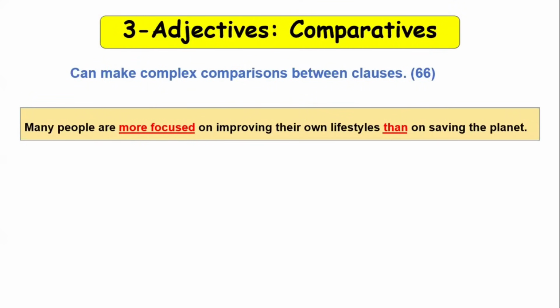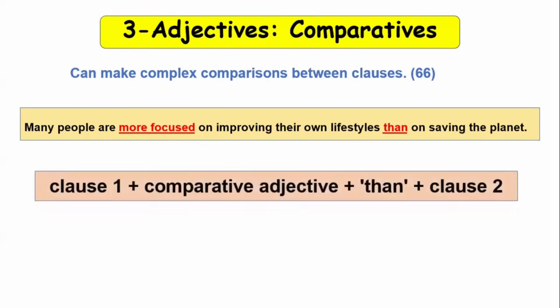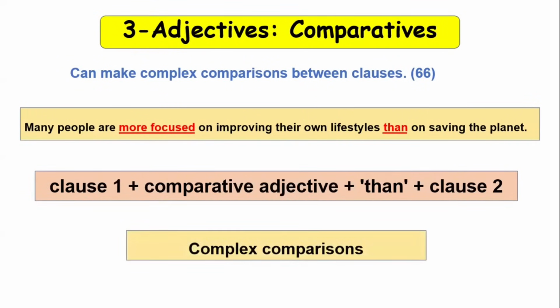العديد من الناس يكونوا أكثر تركيزا على تحسين أسلوب حياتهم أكثر من إنقاذ الكوكب. Here what do we have? Clause 1 الجملة الأولى اللي هي many people are focused on or more focused on, and then I have the comparative adjective. Okay. صفة المقارنة اللي هي more focused plus than of course plus another clause الجملة الثانية. Okay. Which is than on saving the planet. These are what we call complex comparisons.